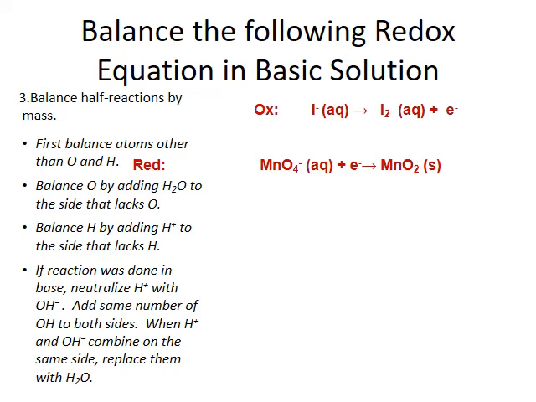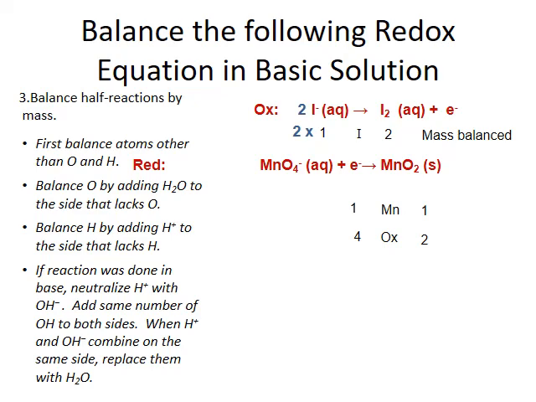First, we mass balance the elements other than oxygen and hydrogen. So it's iodine in the oxidation half reaction and manganese in the reduction one. So for iodine, we have 1 on the reactant side and 2 on the product, and we'll add a 2 coefficient to the iodide ion to get the same number on each side. Now for the reduction half reaction, we already have 1 manganese on each side of the arrow. So that element is mass balanced.